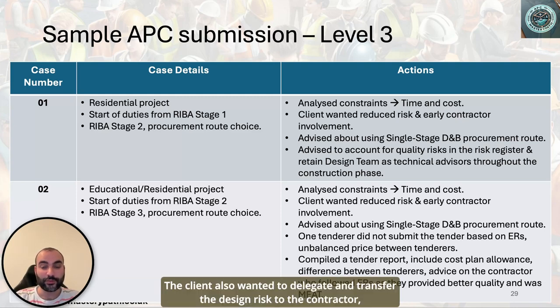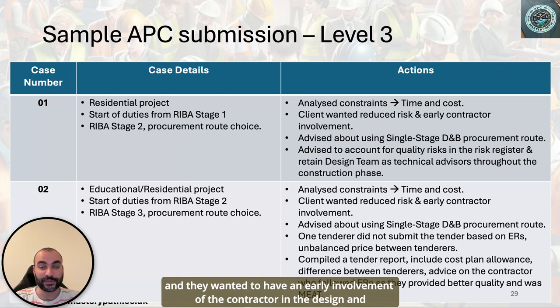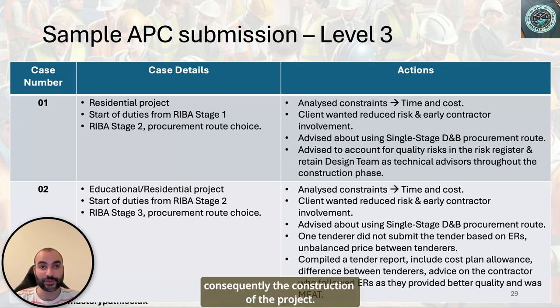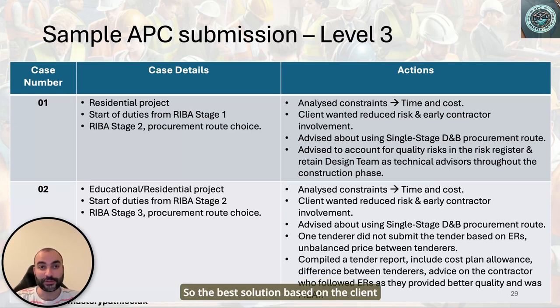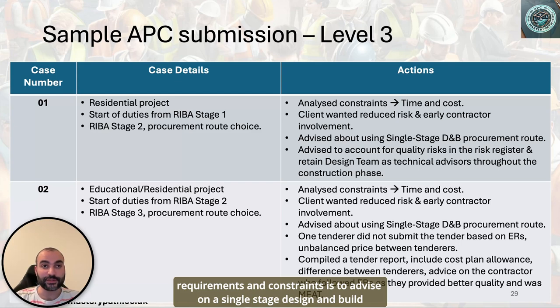The client also wanted to delegate and transfer the design risk to the contractor, and they wanted to have an early involvement of the contractor in the design and consequently the construction of the project. So the best solution based on the client requirements and constraints is to advise on a single stage design and build procurement route, where the contractor is going to be using the employer's requirements that are drafted by the design team.